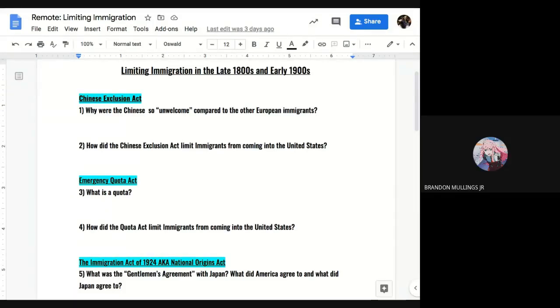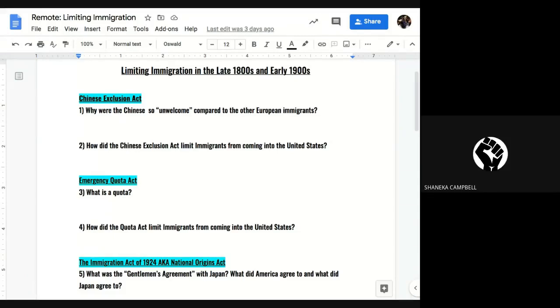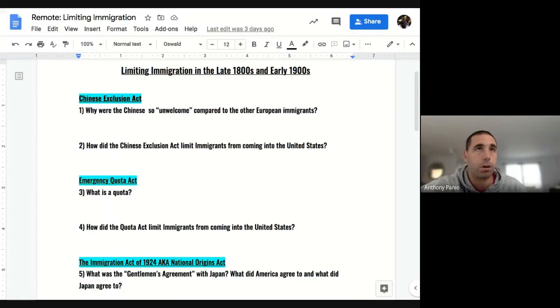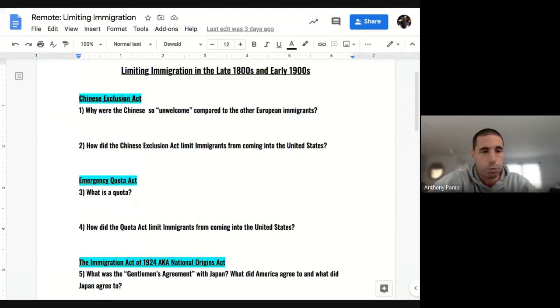It said they can't become citizens. Okay, excellent. So that is part of it. They can't become citizens. Okay. That they work for less. Okay, so they did work for less, but that's not really answering the question. So the Chinese Exclusion Act limited immigrants coming into the United States by, I'll put it here in the chat, they send them home. Right. Not allowing Chinese workers to enter the country.